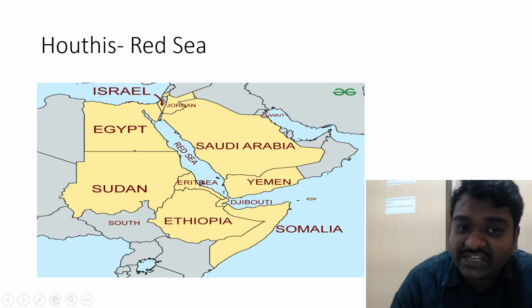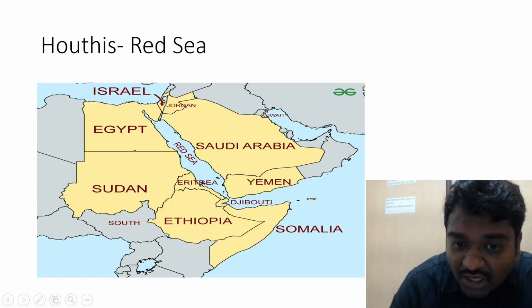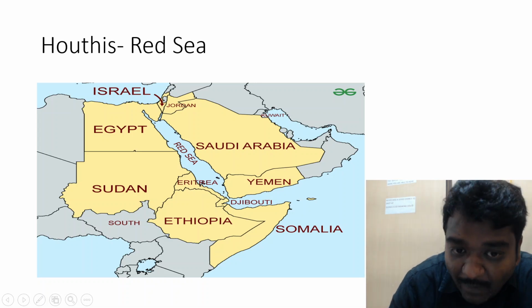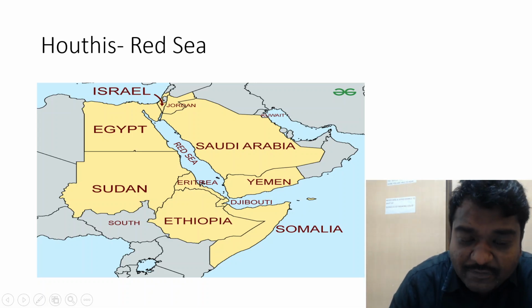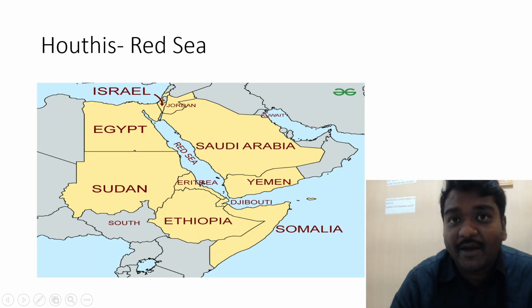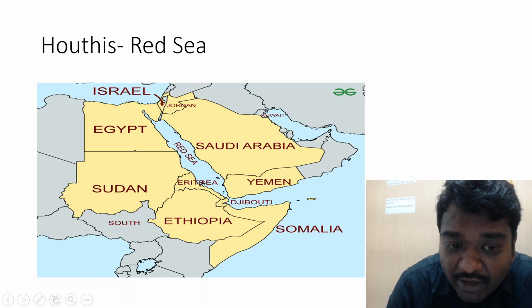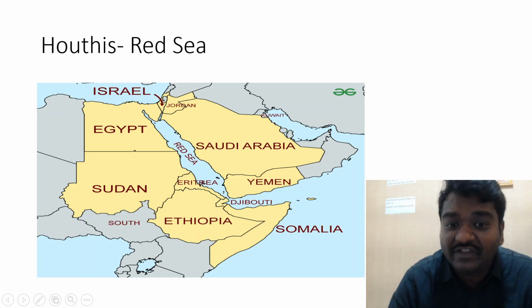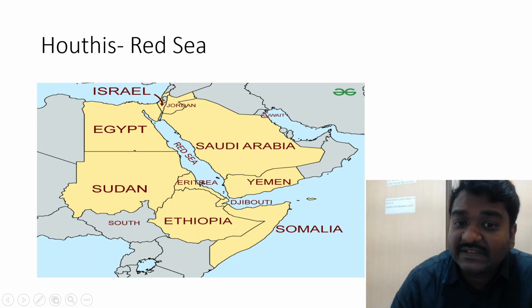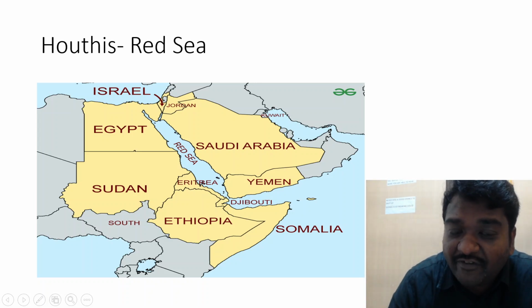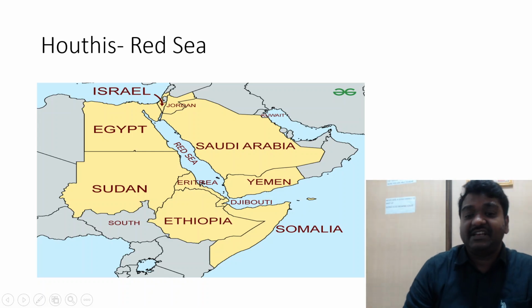So which are the countries which have border with Red Sea? Egypt has border, Sudan has border, Eritrea has border, Djibouti has border, Somalia has border. See here, Egypt, Sudan, Eritrea, Djibouti, Somalia. Ethiopia doesn't have border. Please see here guys. Ethiopia doesn't have border with Red Sea. Second, Israel doesn't have border with Red Sea. Israel has border with Gulf of Aqaba. Jordan also has border with Gulf of Aqaba. Saudi Arabia and Yemen have border with Red Sea.